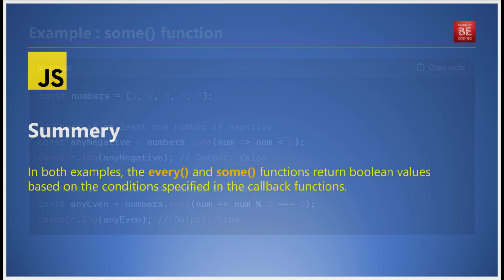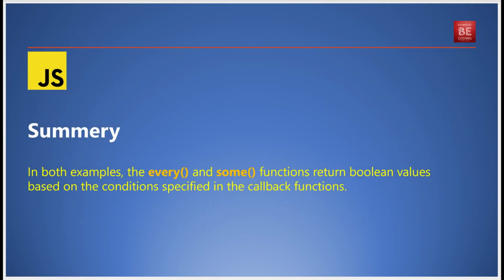To sum it up, every and some are powerful JavaScript array methods that allow you to test all or some elements in an array against a condition. The every function is strict, requiring all elements to pass the test, while the some function is more forgiving, needing only one element to pass. Remember, these methods return a Boolean value, giving you a clear, true or false answer to your condition. Keep these tools in your JavaScript toolbox. You never know when they might come in handy.